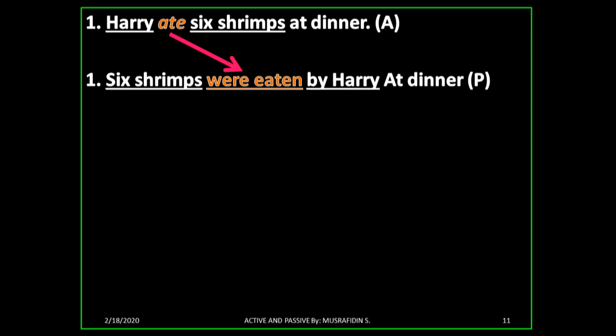Why do we use were? Because 6 shrimps, the object in active, becomes the subject, and this is plural. Therefore, we have were instead of was. And Harry becomes the object. So, the passive form for Harry ate 6 shrimps at dinner is 6 shrimps were eaten by Harry at dinner.